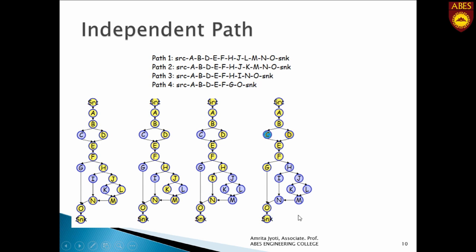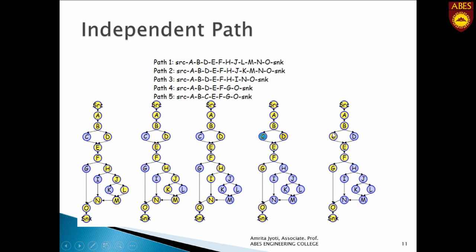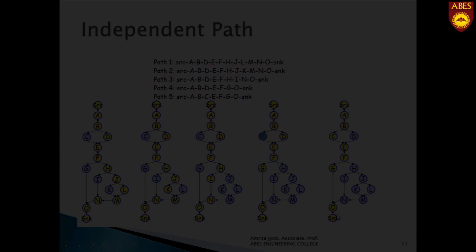Now only one node is left, that is C. In the last independent path, we will introduce this node. This is A, B, C, E, F, G, O, sink. These are the 5 independent paths.